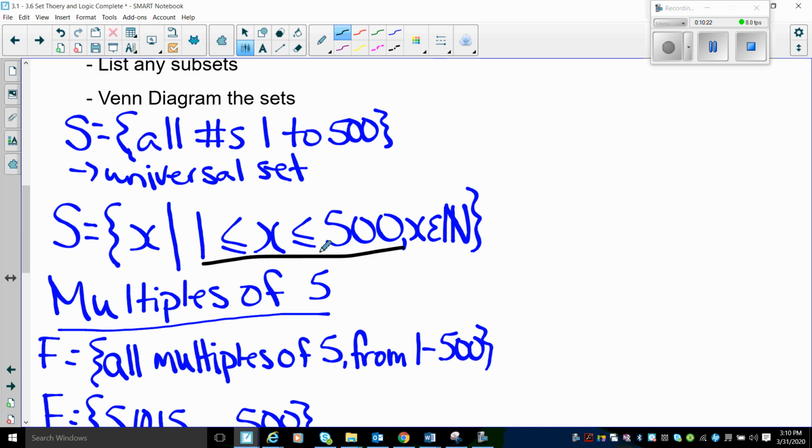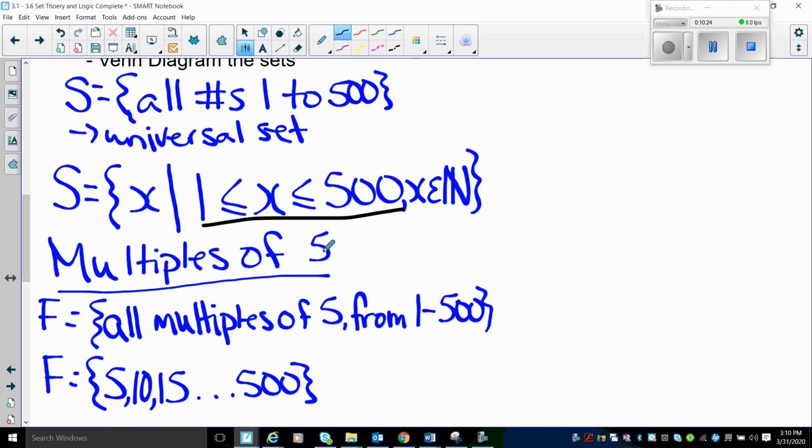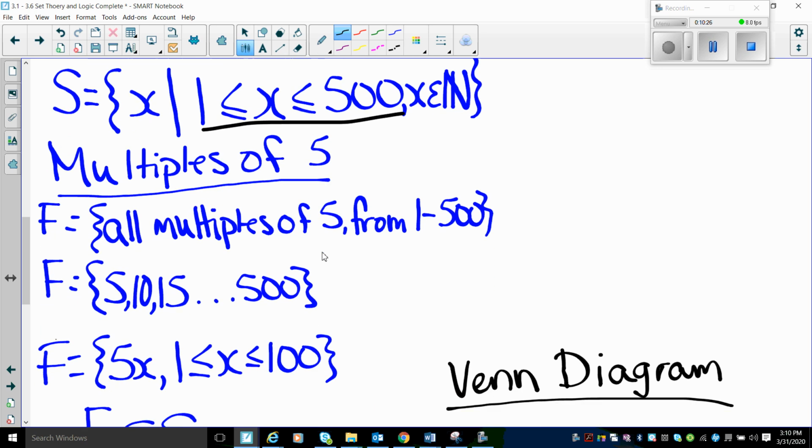Now it asks me for the multiples of 5 and the multiples of 10. A multiple of 5 means that the number is divisible by 5. So you're basically counting by 5s. So I have to make a new set. This set F, I'm going to talk about that for multiples of 5, exists in the universal set S. So I'm going to write in words what F is. It's all multiples of 5 from 1 to 500.